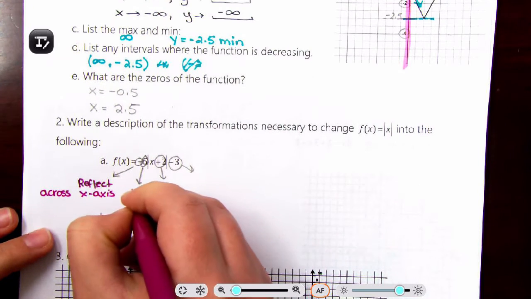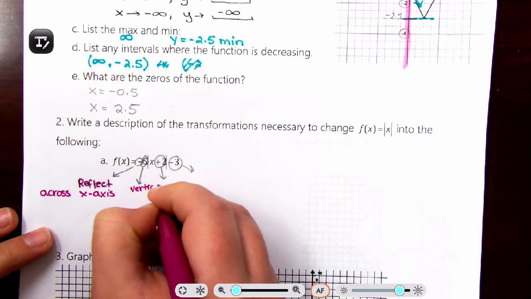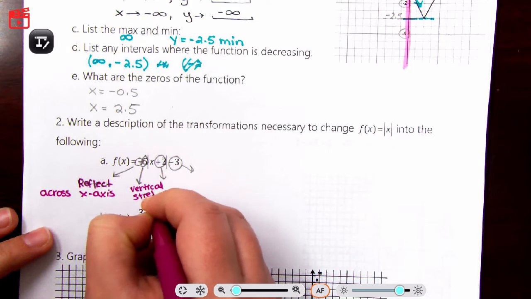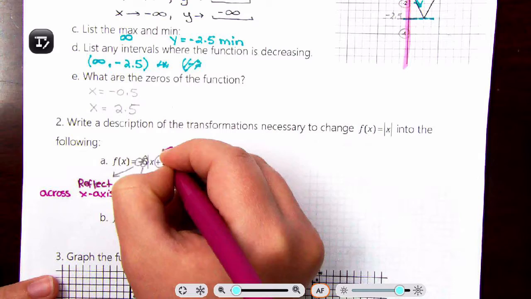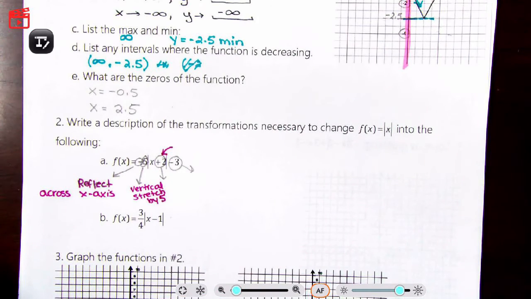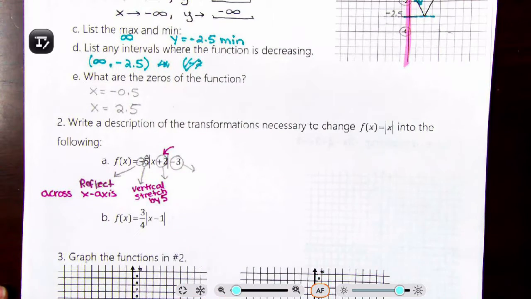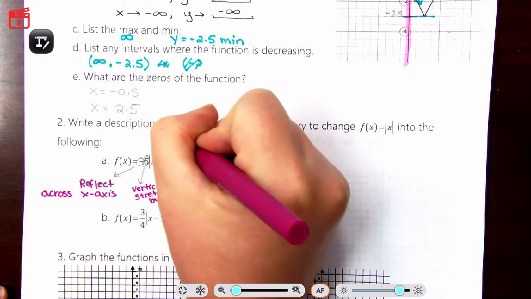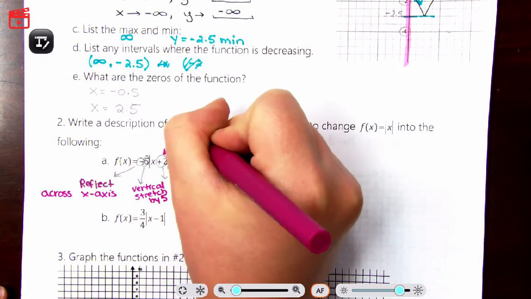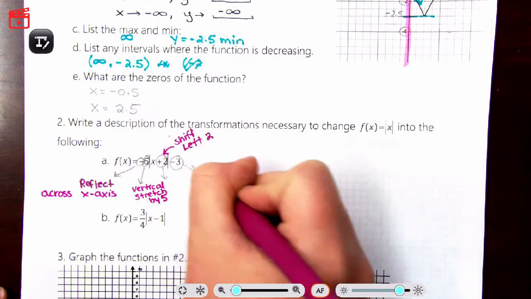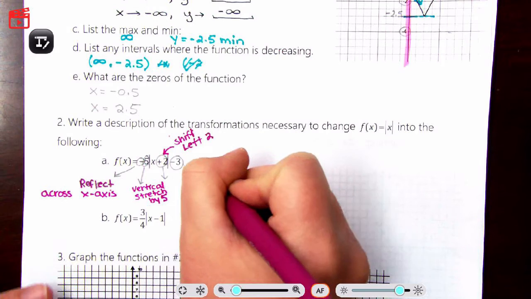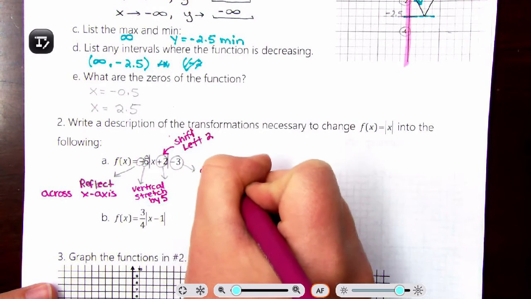5 is a vertical stretch by 5. 2 here, if it's inside the function, if it's inside the bubble, we're doing the opposite. So even though we see plus 2, it is shifting left 2. And then minus 3 is outside of the function, so we're going down 3.